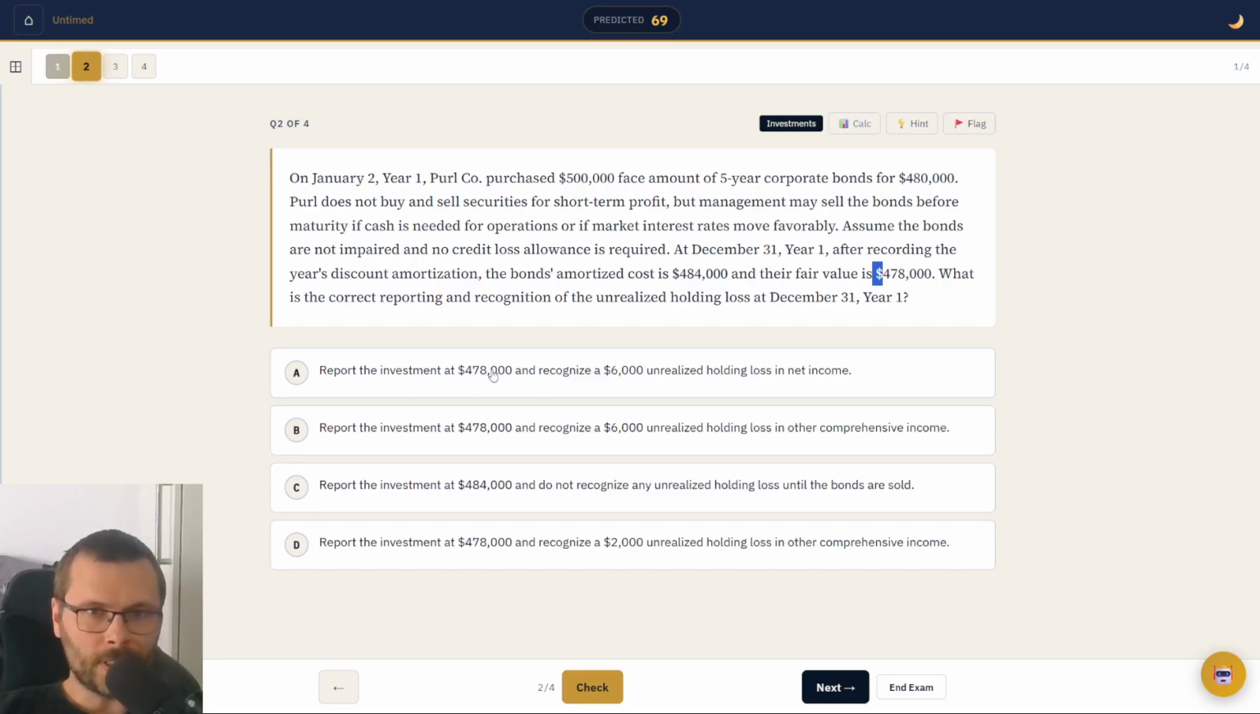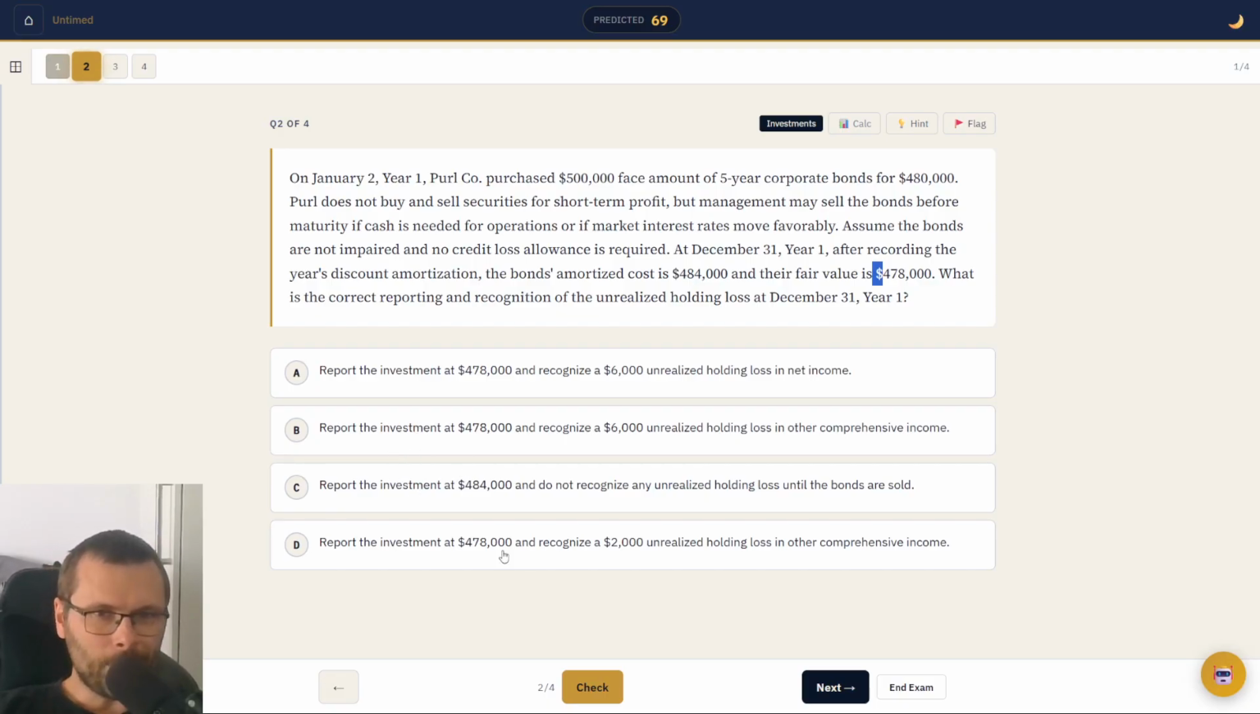So this first one, 478, 6,000 to net income. Cross off A, that's net income. We want OCI. B, 478, 6,000 OCI. Good, that's okay still, we'll leave B. C, 484, that's not fair value, cross it off. And D, 478, recognize 2,000 OCI. So D is still okay, so it's B versus D now. We've gotten rid of 2. We're down to a coin flip, great.